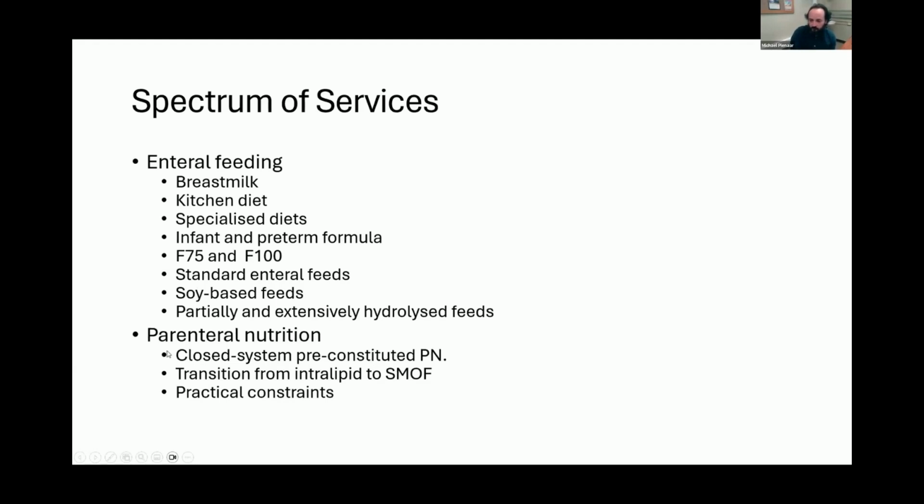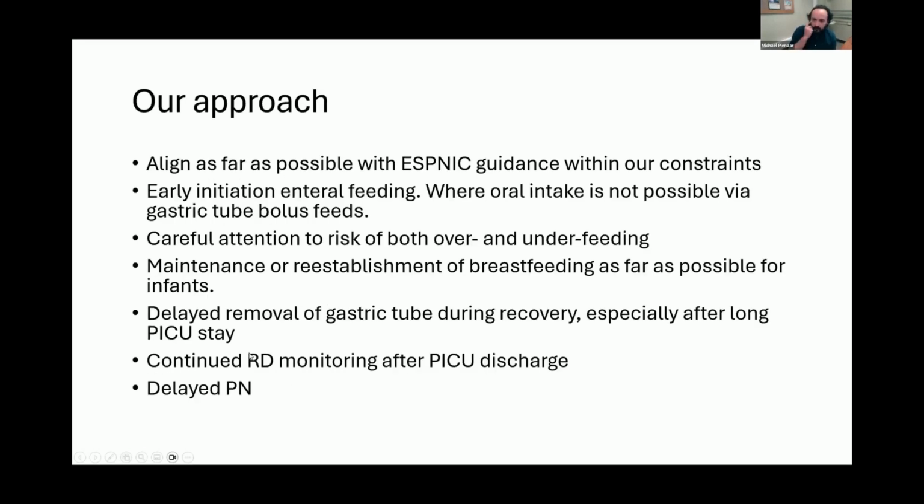And most of the parenteral nutrition that we use has gradually transitioned over time from intralipid-based PN to SMOF-based TPN. But we have a number of practical constraints for the provision of parenteral nutrition, particularly in terms of safe long-term venous access. And we try to limit the use of parenteral nutrition to where it is entirely necessary. So in terms of our actual practical approach within the ICU environment, we align as far as possible with the ESPGHAN guidance, but we do have to take into account the constraints within our own system.